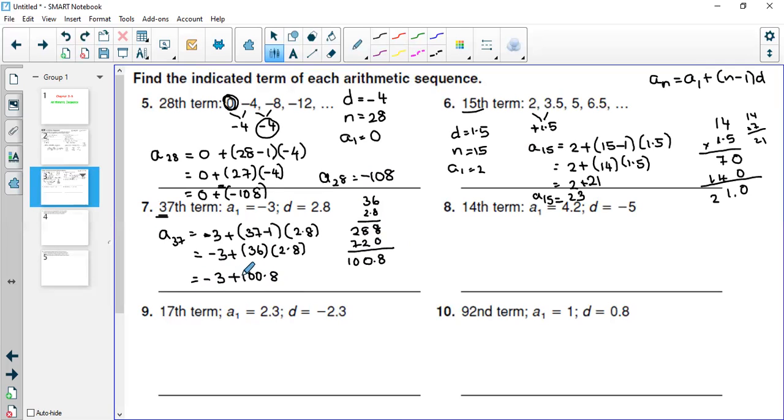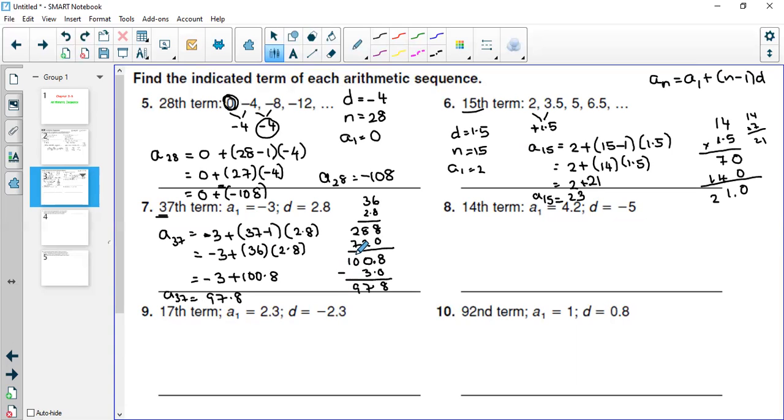100.8. Now what you need to do, you have to solve this. So we are going to subtract because one is negative, one is positive. We are going to subtract 3 from 100.8. Now don't place 3 here because this is a decimal. 3 alone means it's 3.0, so you need to take care of that as well when you're solving this. So the answer here is going to be 97.8, which is the 37th term for this sequence. We have to be a bit careful because you have to multiply with decimals as well as subtract decimals. So you need to be extra careful when you're doing such questions.